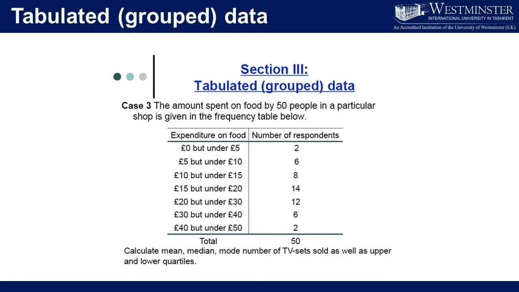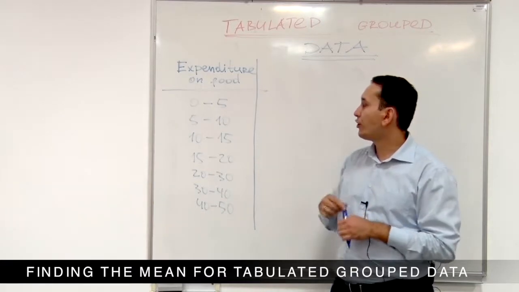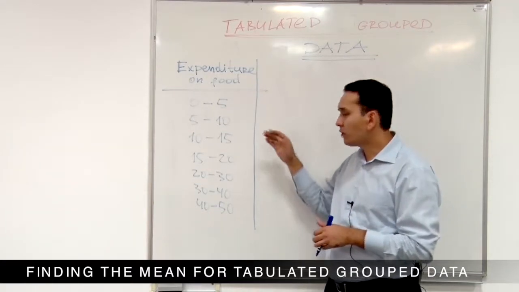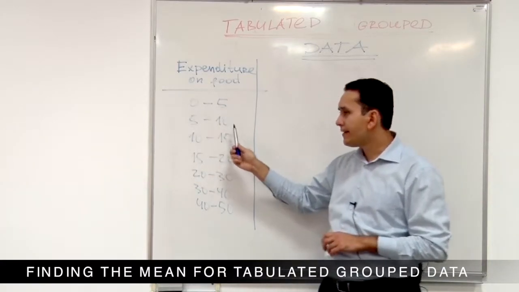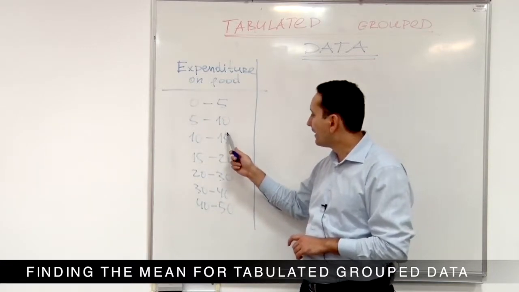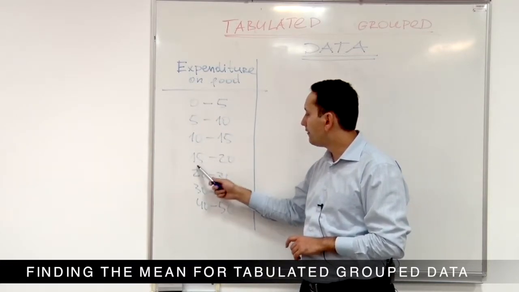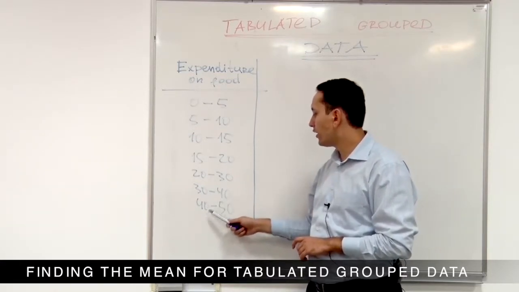In this task, we are again asked to calculate mean, median, mode, number of TV sets sold, as well as upper and lower quartiles. Now, this is the data given. This is the expenditure on food recorded by the survey. It says from 0 to 5 and 5 to 10, 10 to 15, 15 to 20, 20 to 30, 30 to 40, 40 to 50.